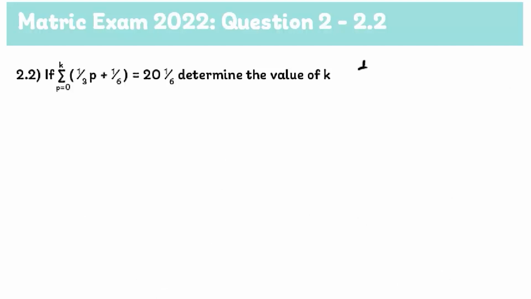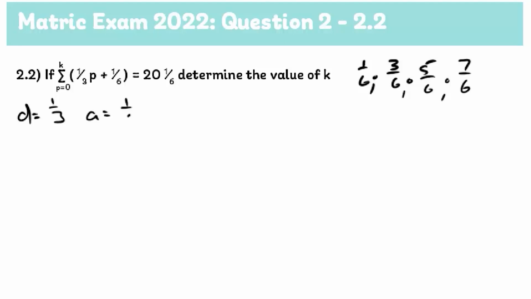Let's put it over here. We've got 1/6, 3/6, 5/6, and 7/6. So the difference is equal to 1/3. We also know that the first value, a, is equal to 1/6. We need to know what the last value is. We're going to use the sum of an arithmetic series, n/2 times the first value plus the last value. Okay, so we have to get the Sn formula: n/2 times the first value plus the last value.